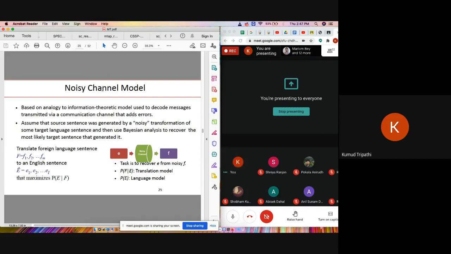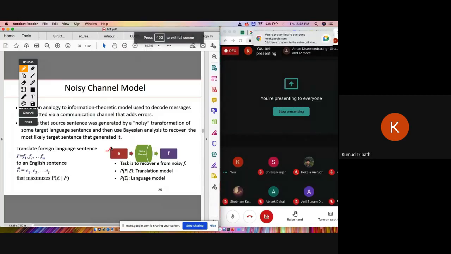Okay, now noisy channel model. About this noisy channel model we have already discussed, in the same lecture in the second slide, that in this model we are trying to relate machine translation with cryptography. Okay, with cryptography. So actually this noisy channel model is used as the basis for modern machine translation. So the idea was that we have a source signal. You can see here, source signal is English text.